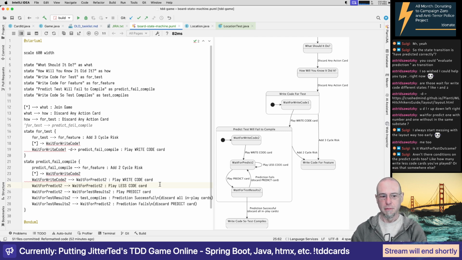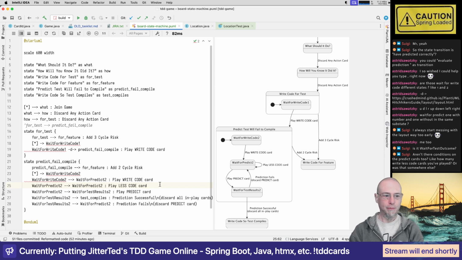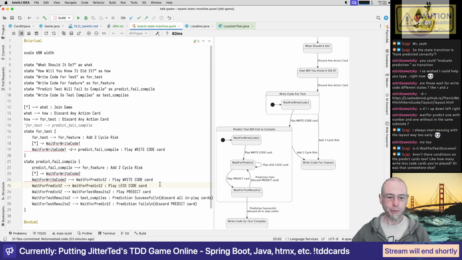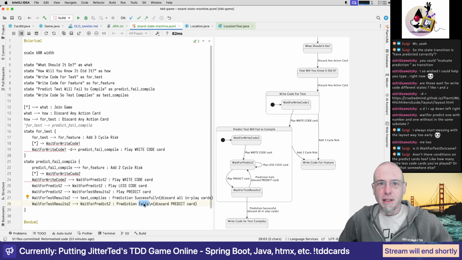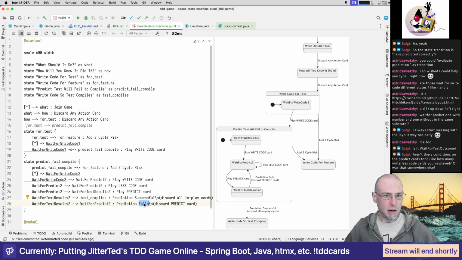Since you end up in the same state, the state machine doesn't care. But it does mean that it's explicit that that's allowed. You can't play any other card. You can discard cards at any time. You don't have to play anything. So basically, whether your prediction is successful or not depends on both a random number generator and therefore how many less code cards you've played.